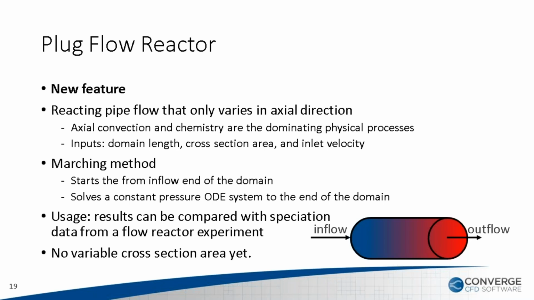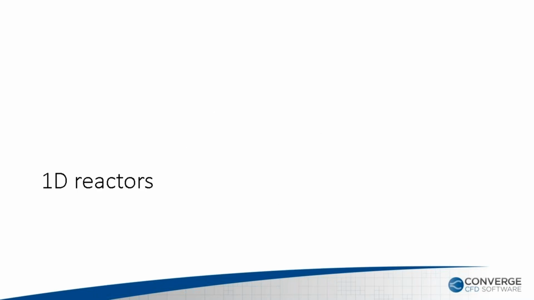Once you're done running this reactor, you can use the result to compare with speciation data from a flow reactor experiment, which is basically the experimental analog of a plug flow reactor. As of 3.0, we don't have variable cross-section yet because of how we do the solution method, and we'll probably change it in the future. So we'll go over the 1D reactor right now.